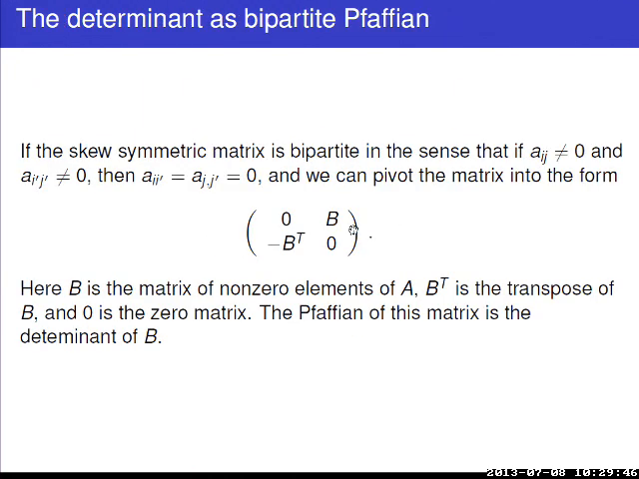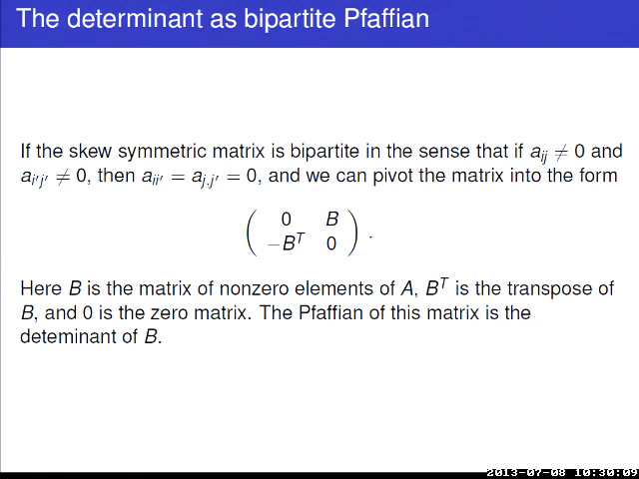Let me skip that. Oh, so this is, if the skew symmetric matrix is bipartite, so that's in the sense that if a_j is not equal to 0 and a_j' is not equal to 0, then a_jj' and a_j'j are 0. That is, it's in this form.